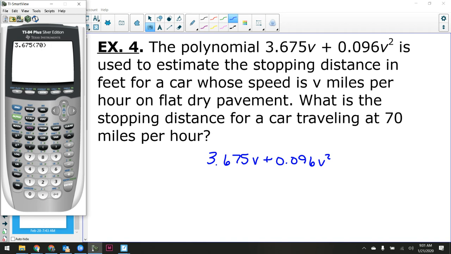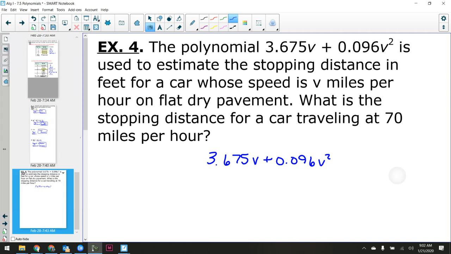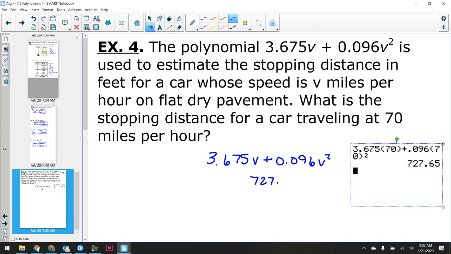So I'm going to go into my calculator here, and I'm going to say 3.675 times 70 plus 0.096 times 70 squared. 727.65. What's this, feet? Yes. It's kind of interesting to point out that, yes, indeed, that is true. You can actually model safe stopping distance of a car by a quadratic equation. That's pretty interesting.